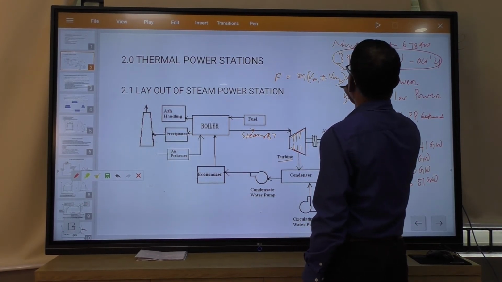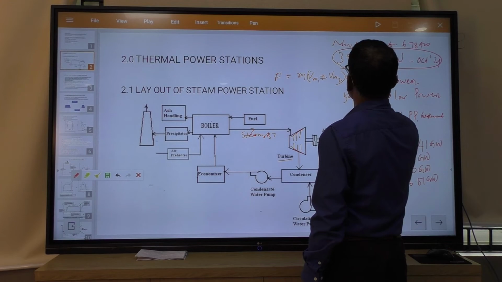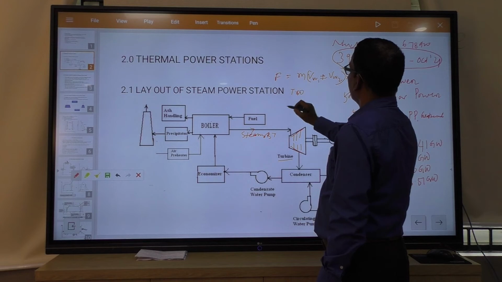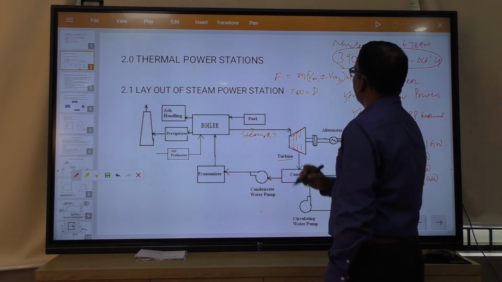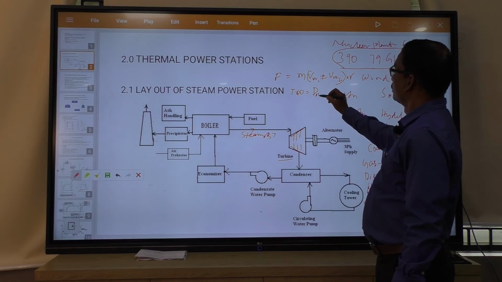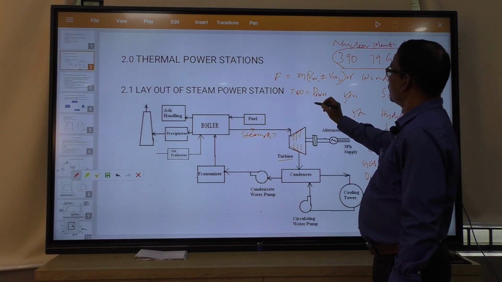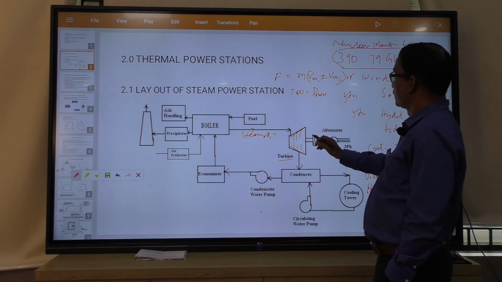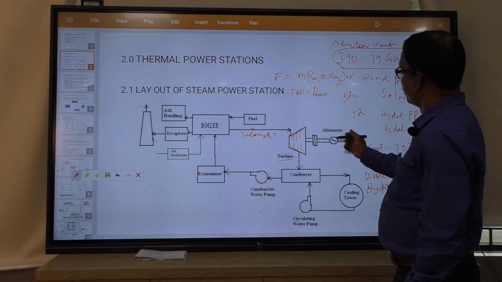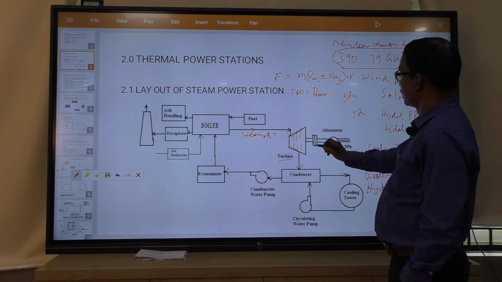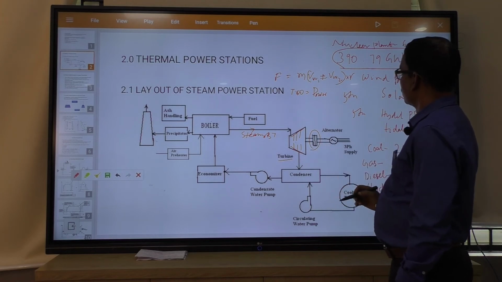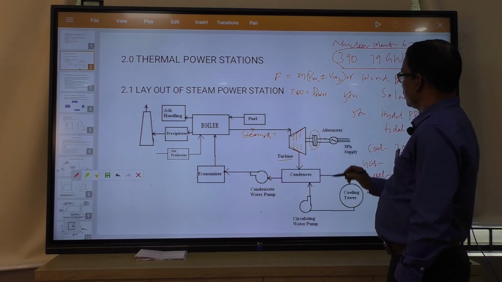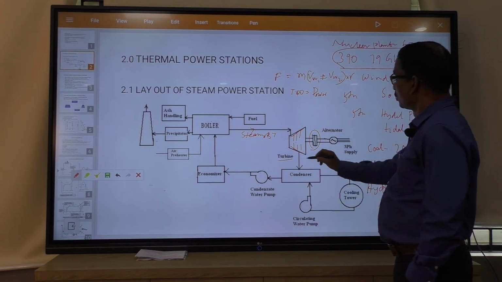And if you multiply by the radius, you get the torque, and torque into angular velocity is your mechanical power, known as BP, brake power. That brake power is transmitted to the generator shaft, where there is a coupling. This is the coupling, this is the turbine shaft and this is the generator shaft. They are coupled together.